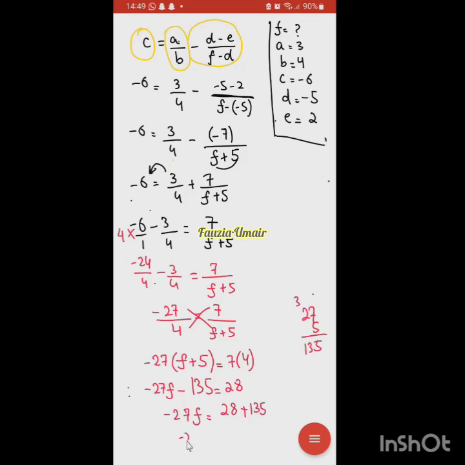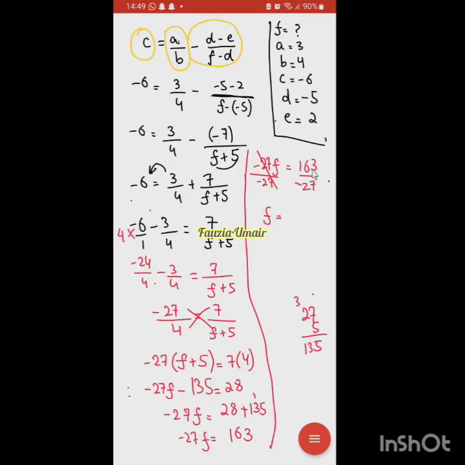So -27f is equal to, what is 28 plus 135? 8 plus 5 is 13. 3, 1 carry, so 2 and 4, 6. So 163, right? So now the rest of the question I will solve here. So -27f is equal to 163. Now what to do? Divide both sides by -27 in the denominator. So this is cancelled. So f is equal to, now what to do?